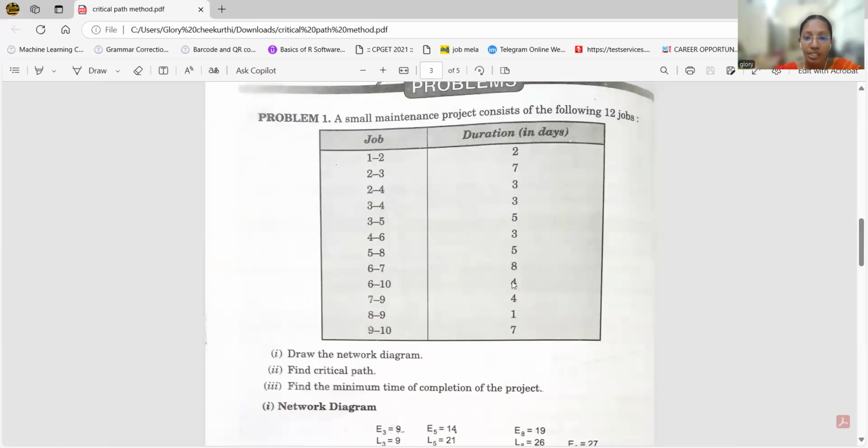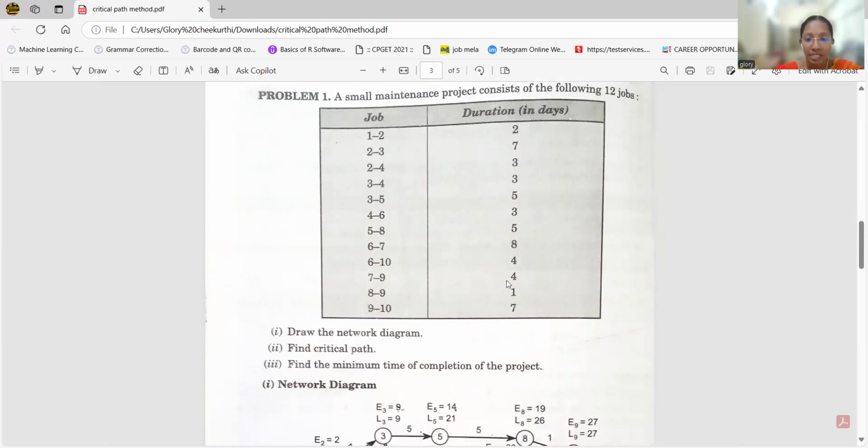These are the durations in days. The activity 1 to 2 completes in 2 days. The activity 2 to 3 completes in 7 days. The activity 2 to 4 completes in 3 days. The activity 3 to 4 completes in 3 days. The activity 3 to 5 completes in the following days.